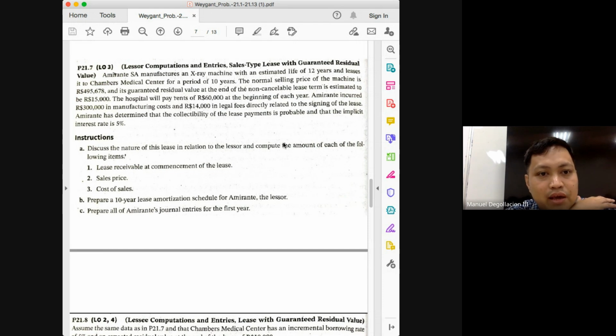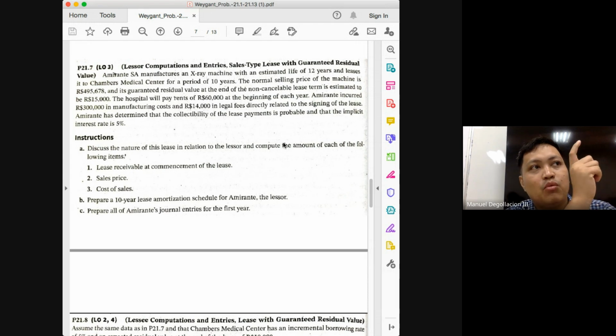The hospital will pay rents of 60,000 at the beginning of each year. Amirante, the lessor, incurred 300,000 in manufacturing costs and 14,000 in legal fees directly related to the signing of the lease. What would be the relevance of the 300,000 here? This will serve as the cost of the asset that is sold under the sales type lease, since this is a sales type lease.